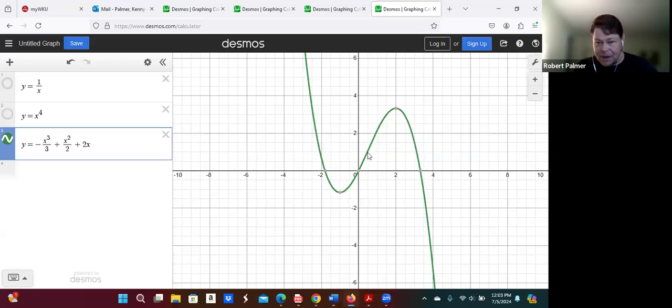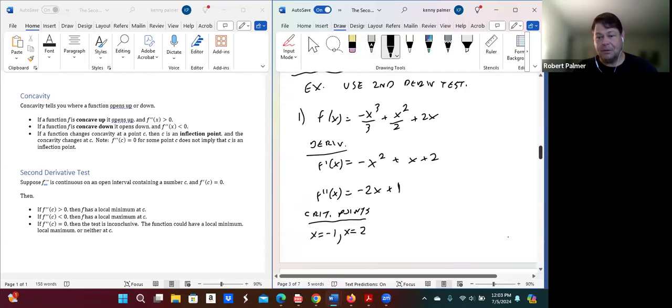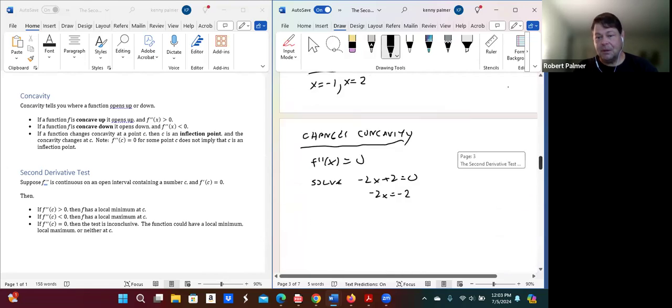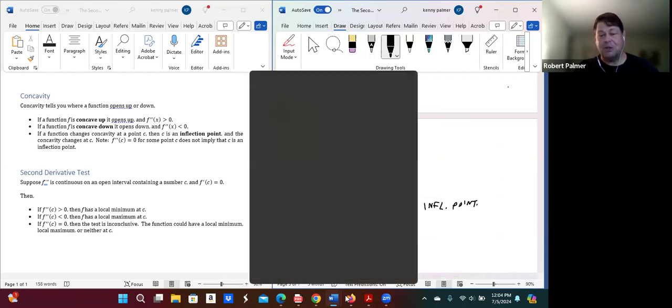I'll explain why I thought something was wrong. Let's go back to our graph. It looks like the concavity changes right about here, but the calculation showed it changing at 1, and that didn't really look right. So it's always a good thing to make sure your graph matches up with what you see. This should be negative 2x plus 1 for my second derivative, and that makes more sense with the graph. So let's change that. Plus 1 minus 1 makes it x equals positive 1/2. That's my inflection point.